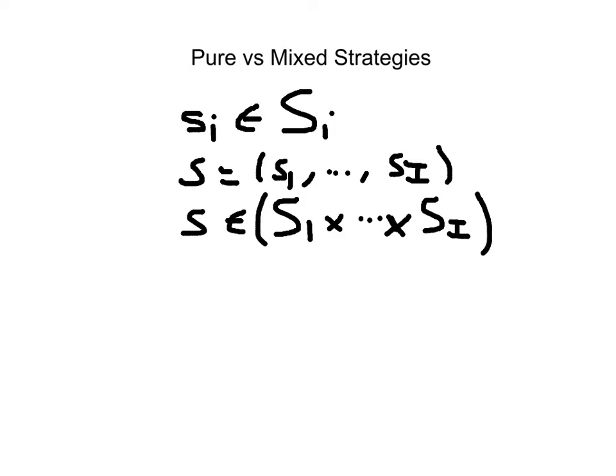Now suppose that each player has M pure strategies in the set S_i. So the set of strategies available to player I, there are M strategies in it. We use the subscript I to designate that it's player I, and strategies go from 1 to M.